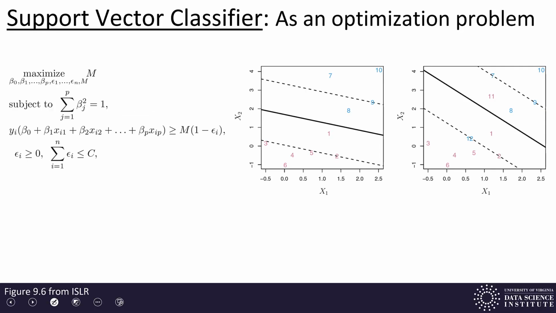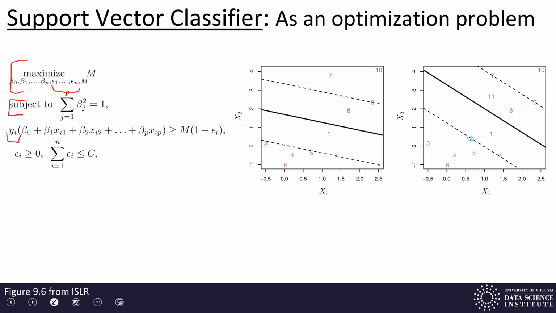Okay, so here's the optimization problem. As before, this should look very similar to the maximum margin classifier. This part's exactly the same, well, except for these epsilons, and we'll talk about what they are in a minute. But what we want to do is choose the betas and the epsilons and the capital M that are going to give us the maximum value for M, subject to the second line, which is exactly as before. This just makes our solution unique, and it makes the betas give us the unit normal vector to the separating hyperplane. And then this third line should be familiar from before.